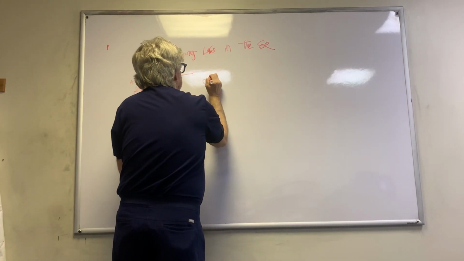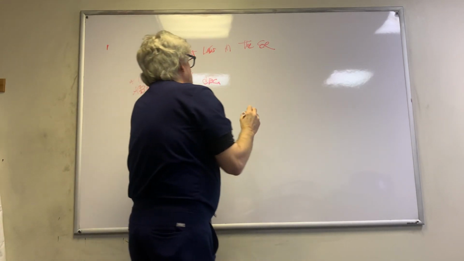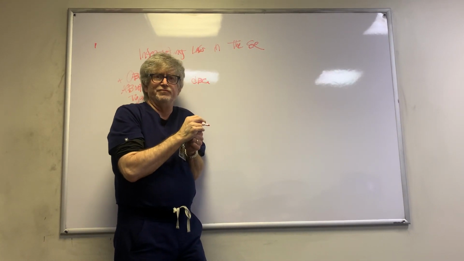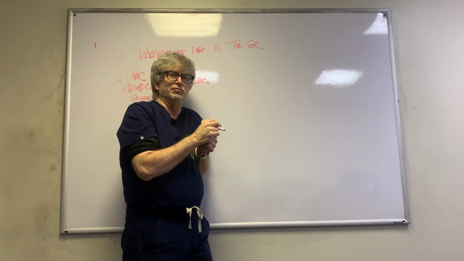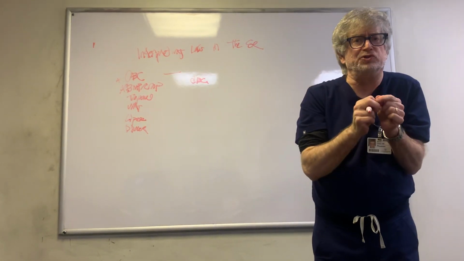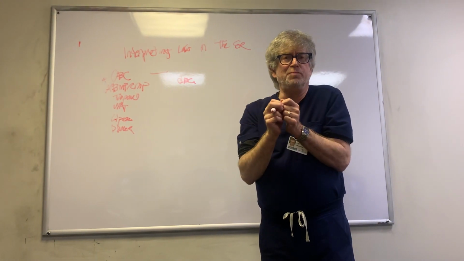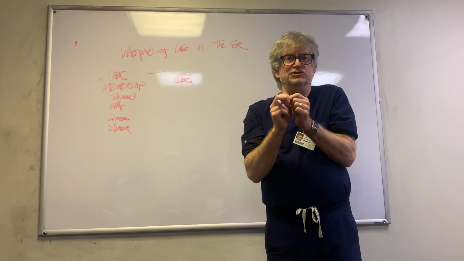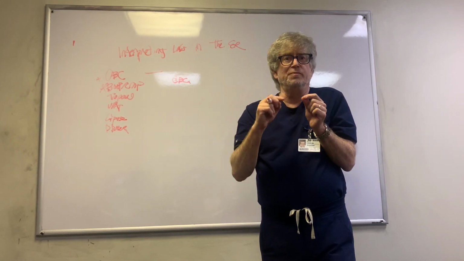Let's talk about the CBC. So you have the hemoglobin, the hematocrit, the white count, the differential, and the platelet count. So you need to see why the patient's admitted. It's hard to interpret this without knowing why the patient's coming in. Something that's important is if you have old labs to compare them to.